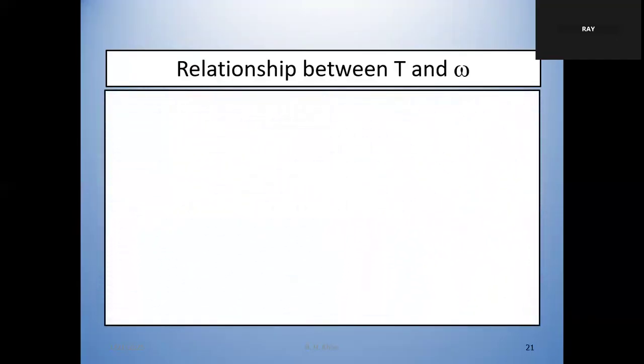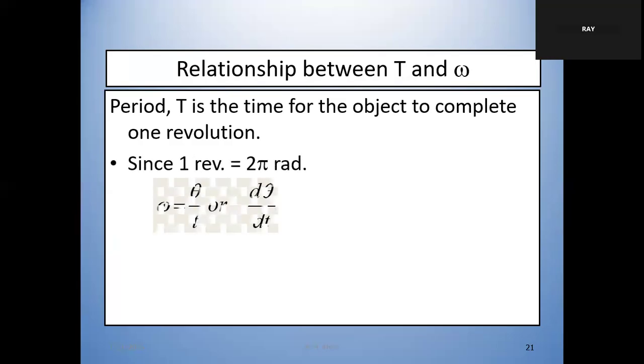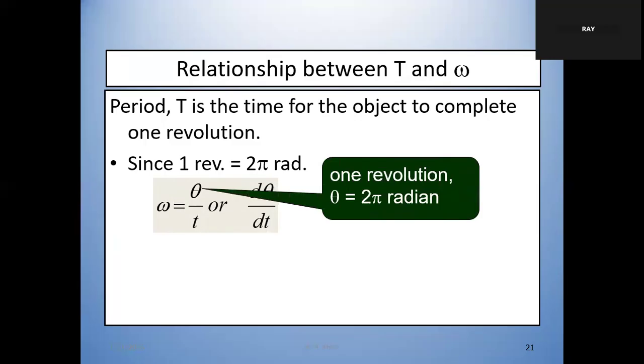Relationship between T and omega. T is the time for the object to complete one revolution. One revolution is 2 pi radian. So we use our definition of omega is theta over T, then replace our theta with 2 pi, one revolution. So the time becomes the period. Either you memorize it or you derive it from the definition.